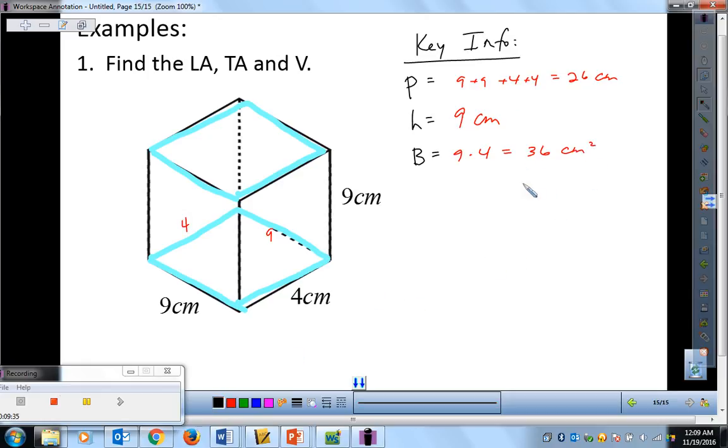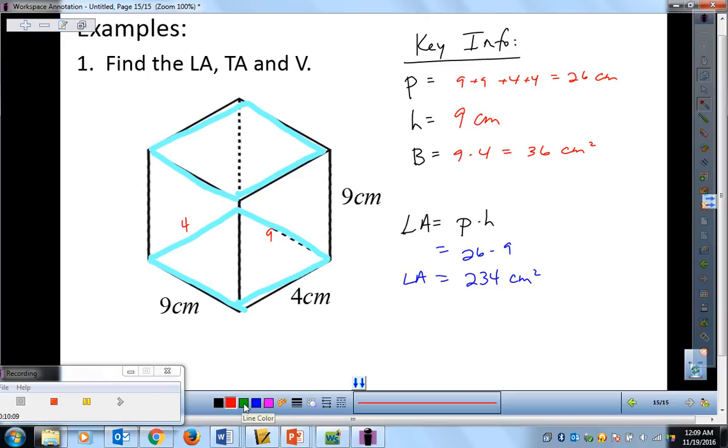So once I have my key information, I can get into the lateral area, total area, and volume. So lateral area, again, I'll remind you, is going to be the perimeter times the height. So again, based off what we have here, this is going to equal the perimeter, 26, times the height, which is, again, you can see there it's 9. So 26 times 9, using your calculator, is going to be 234. This is area, so that's centimeters squared.